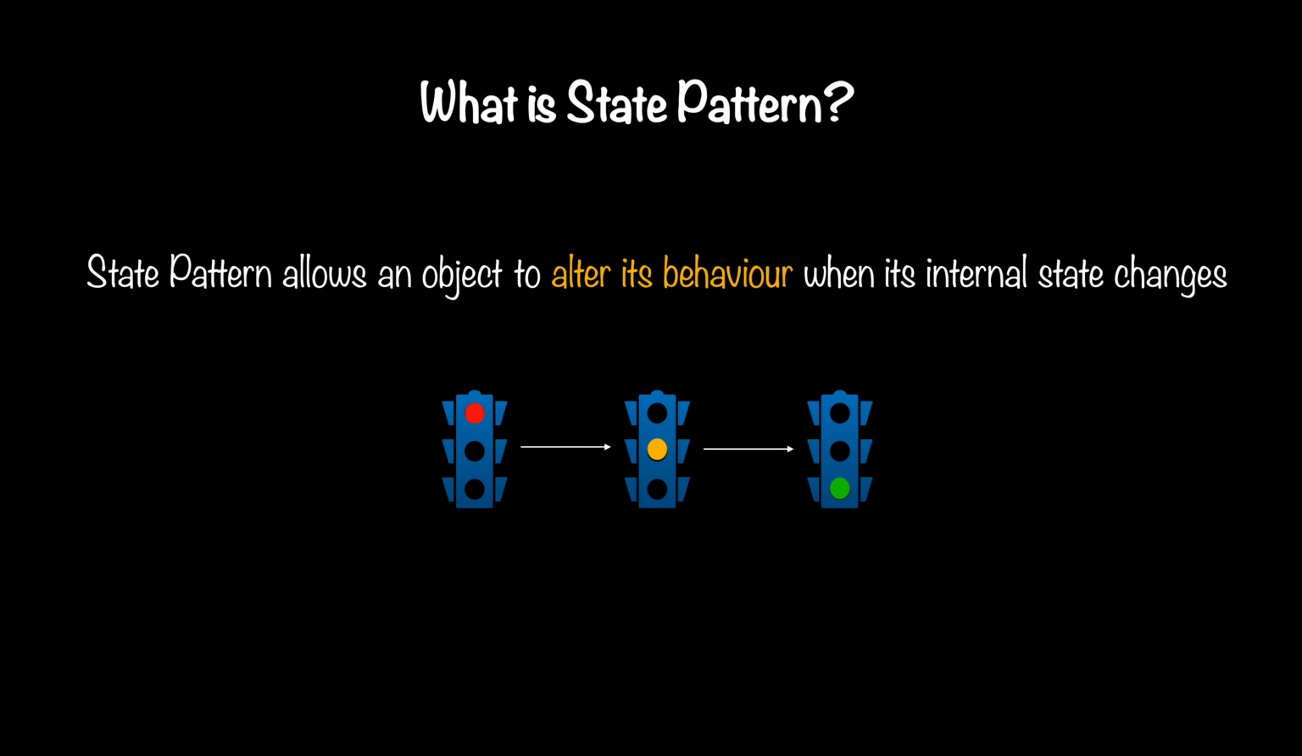In state pattern, red, yellow and green will be encapsulated into separate entities. The traffic signal pole is the orchestrator, also called the context, and these lights, red, yellow and green, are the states which will keep on changing.